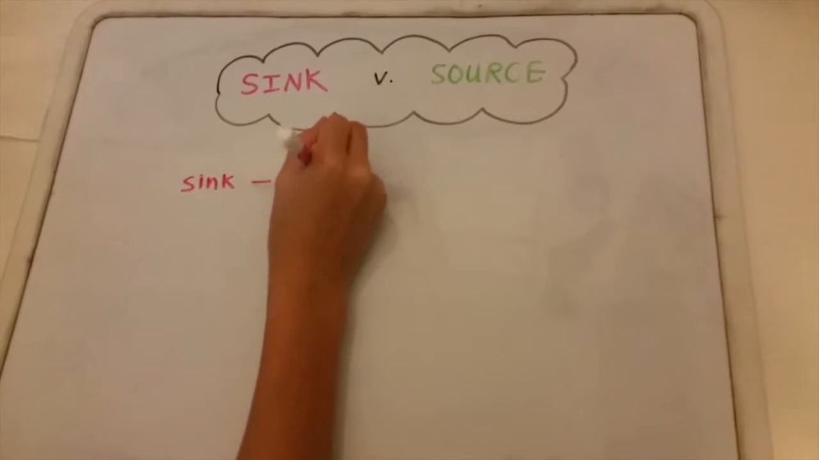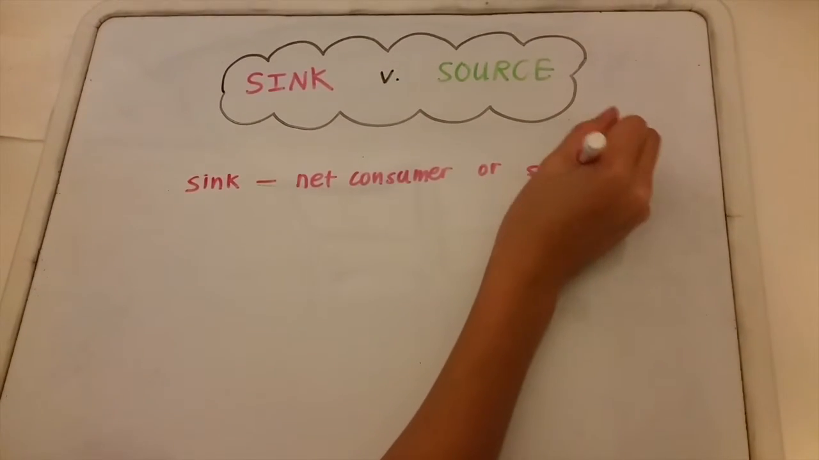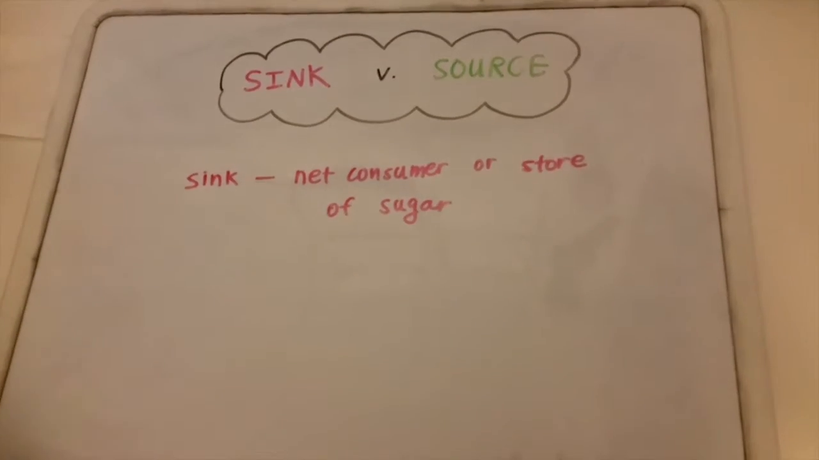A sugar sink is an organ, such as growing roots, shoots, or fruit, that is a net consumer or store of sugar.